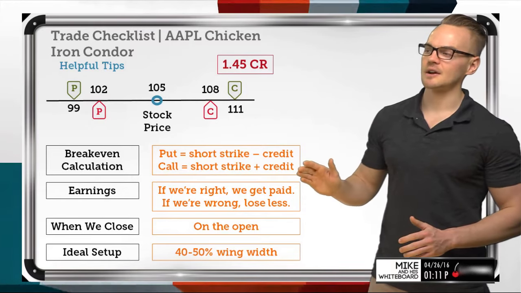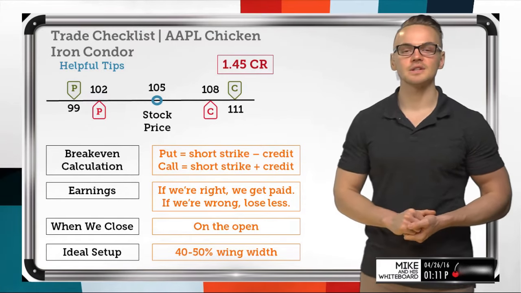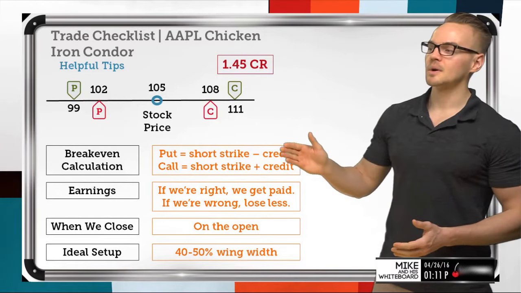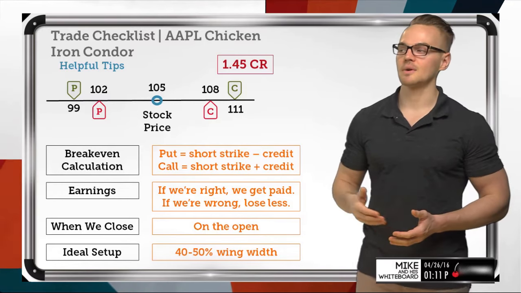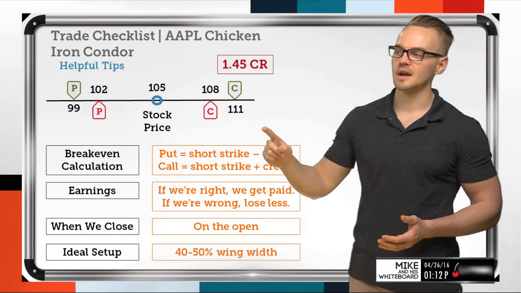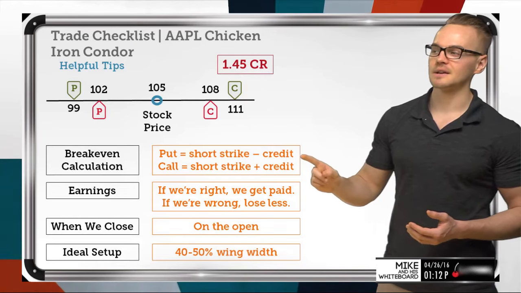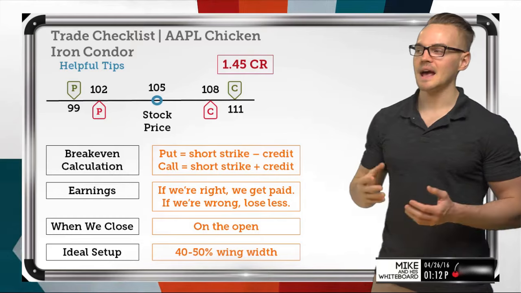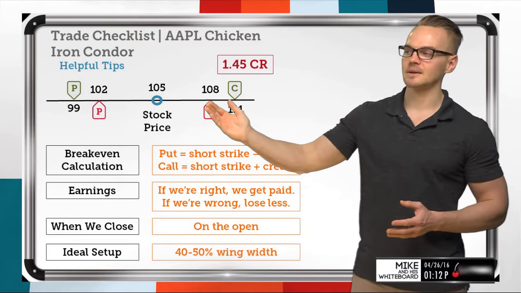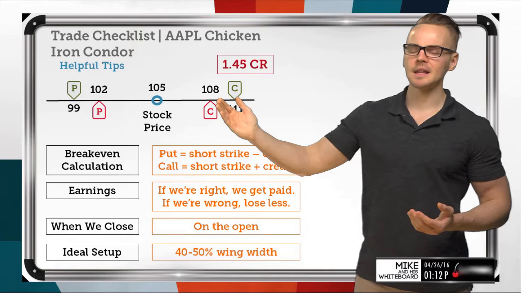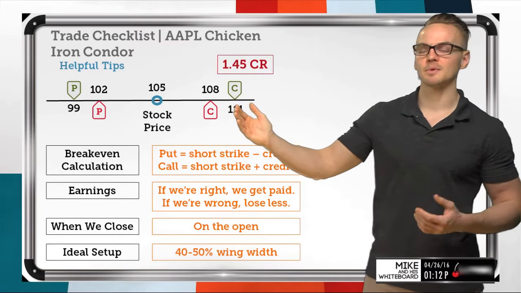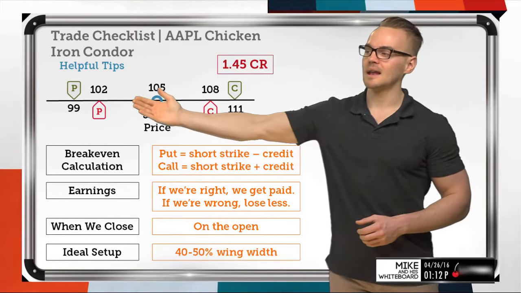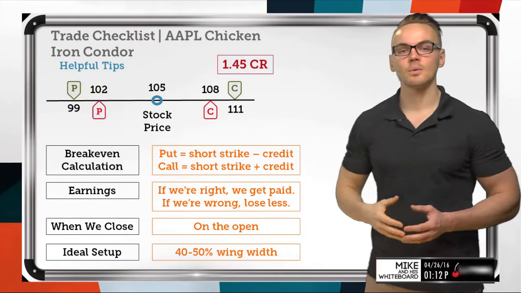And just like the regular iron condor, when we're looking at the break-even calculation, and this is especially important when looking at the expected move, we're going to be looking at the same calculation. So on the put side, all we do is take our short strike of 102 and subtract the credit from that. And on the call side, we take our short strike of 108 and add our credit to that. Again, on the call side, we're adding the credit because when we're selling premium, the credit always helps our break even. So our break even is going to be added on the call side here, and on the put side, it would be subtracted below 102.